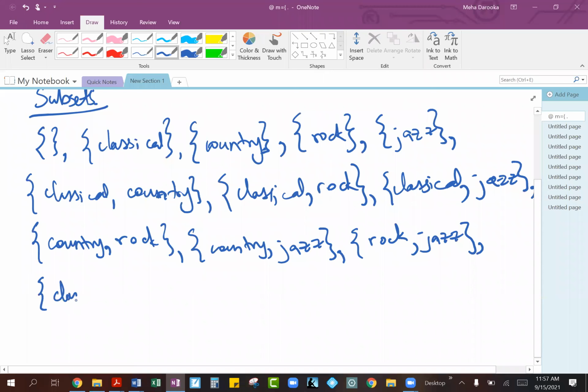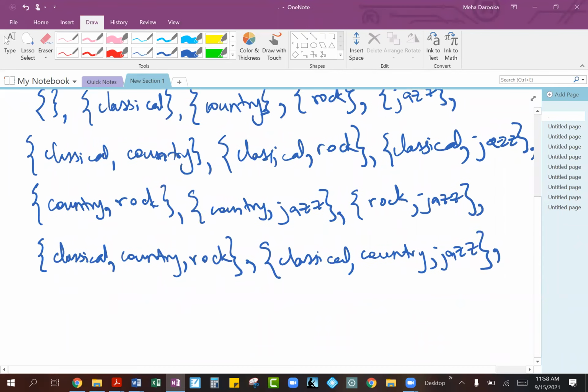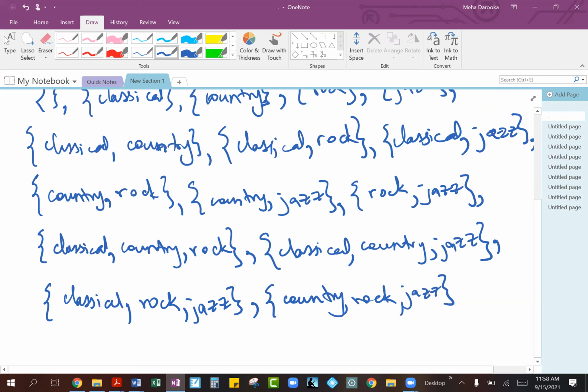And then we can build into 3 elements in these subsets. So classical, country, and rock. Classical, country, and jazz. What else can we do? Leave the country out: classical, rock, and jazz. And then maybe leave the classical out and do country, rock, and jazz. So that should be our 3-element groupings. Can we do any other combination there?